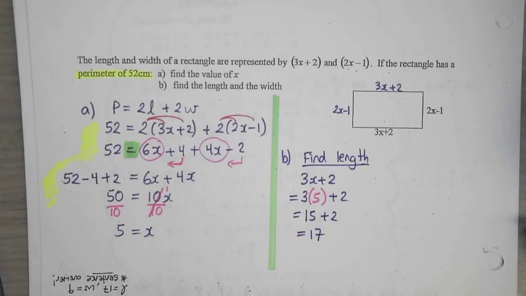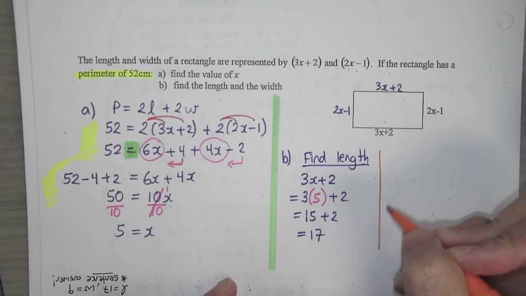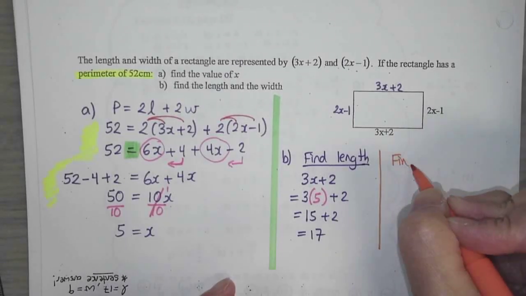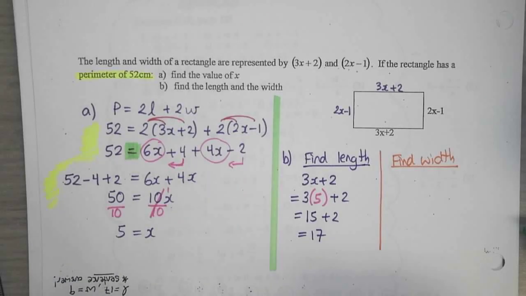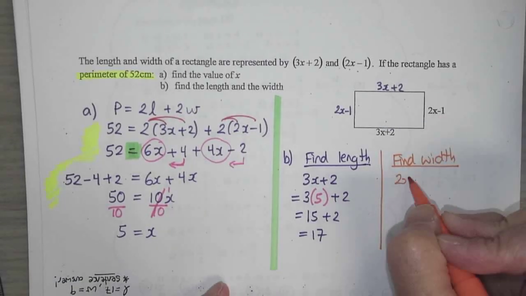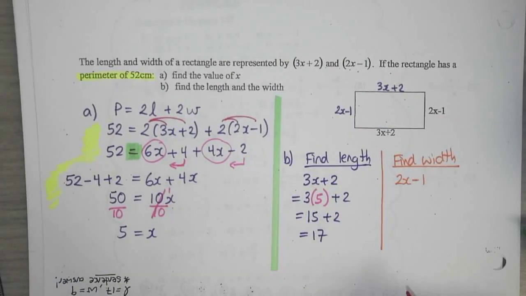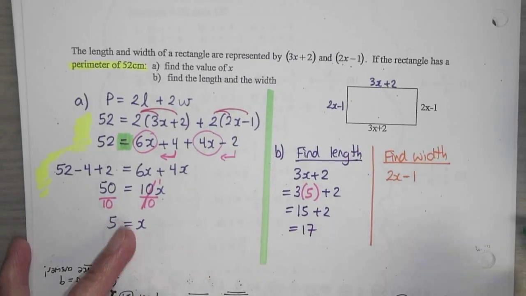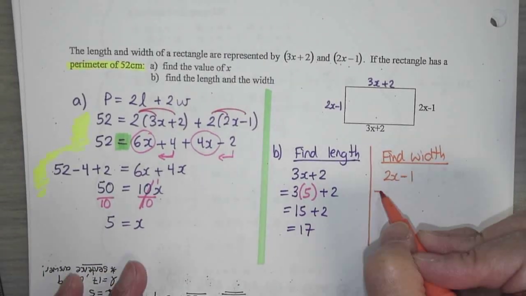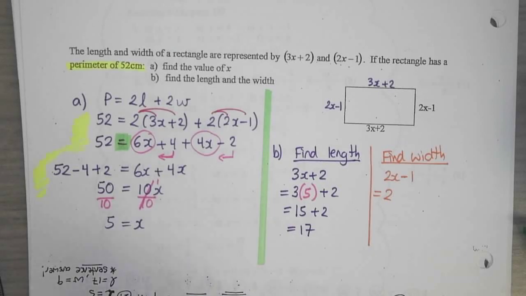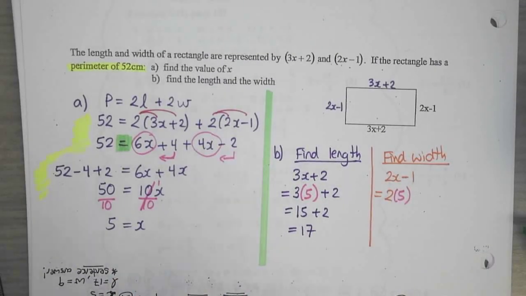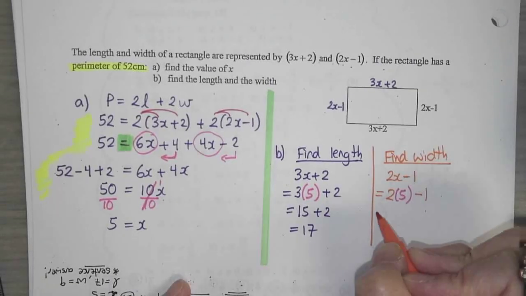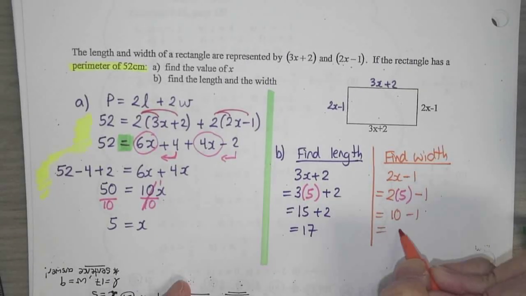I'm also going to find the width. Okay, so find width. This is separate, and I'm going to take the 2x minus 1 as my width. And again, if you did these two backwards, it would be fine. 2x minus 1. Then same thing: 2, and you take this answer here, the 5, and put it in for the x, and then minus 1. So this will be 10 minus 1, which is 9.